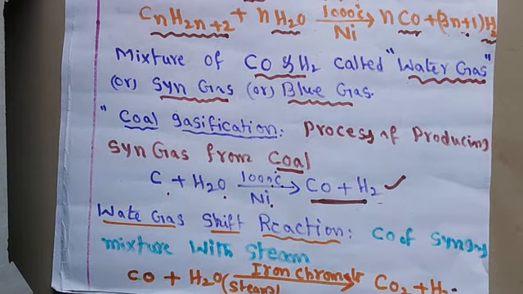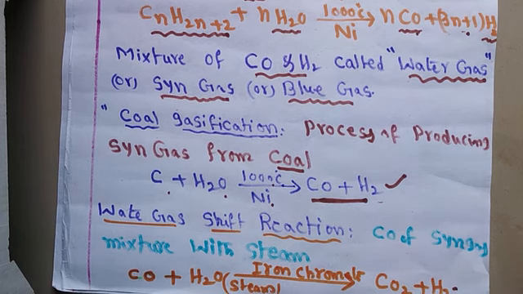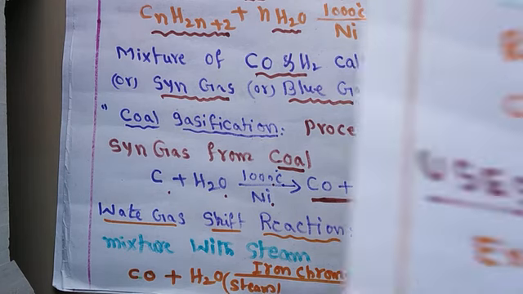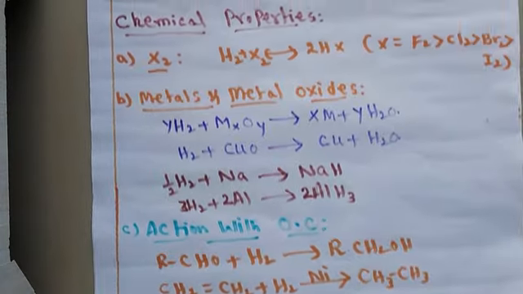So that is a water gas shift reaction, children. So these are the methods of hydrogen preparation, children. Next, children, what are the properties of hydrogen? Here, the properties of hydrogen.